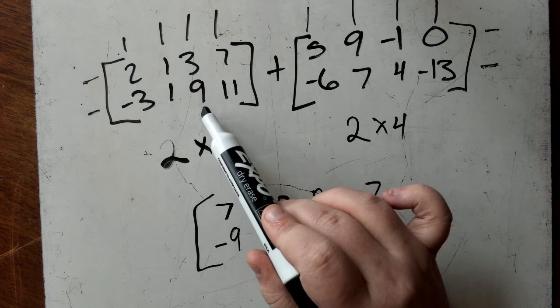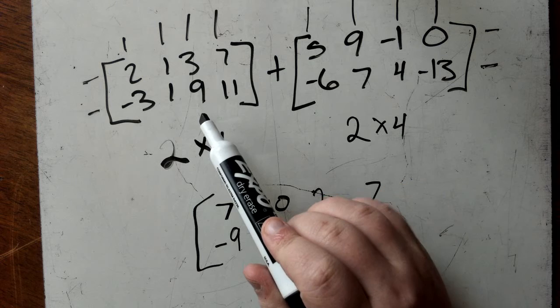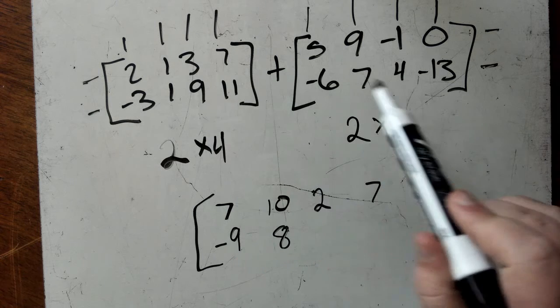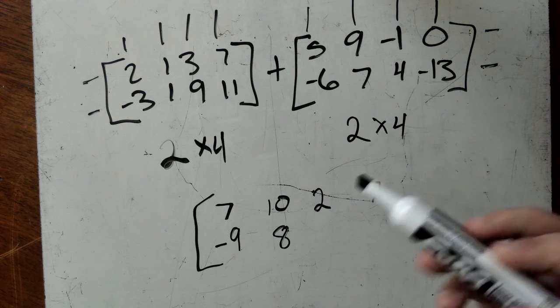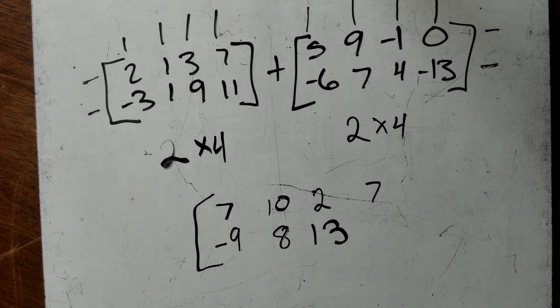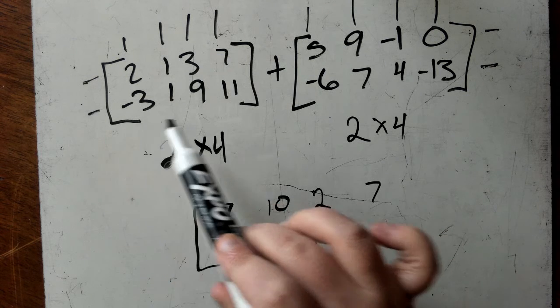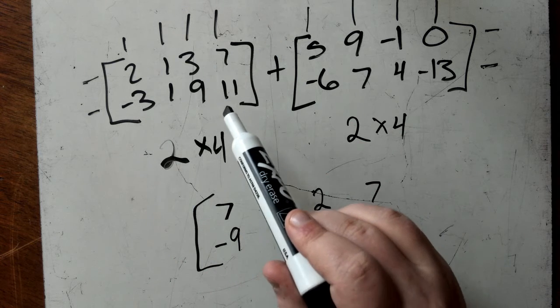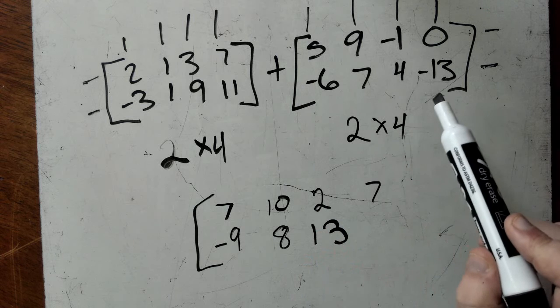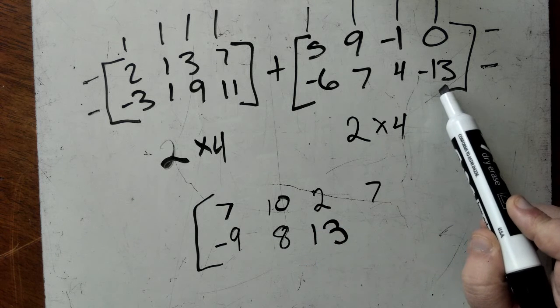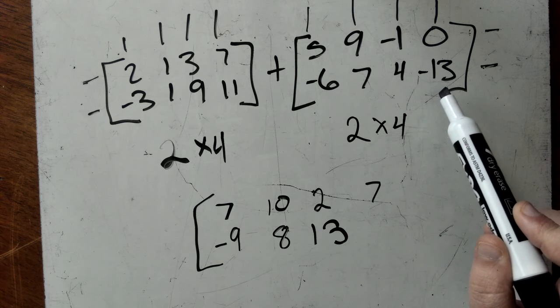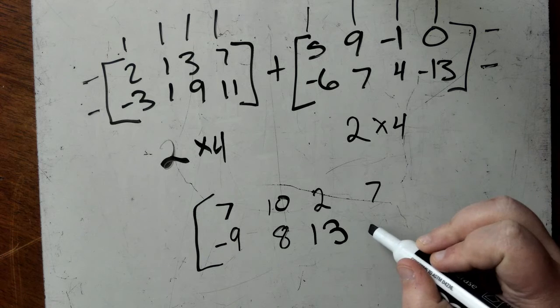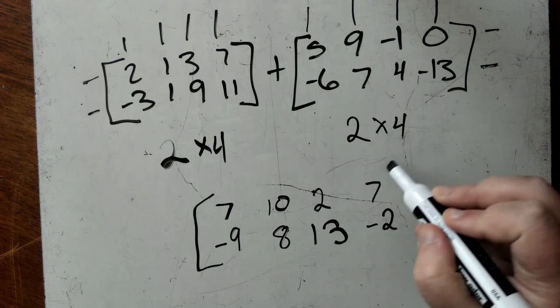Next, we move over to this 9, and we add the number that's in the same position. So 9 plus 4, and 9 plus 4 gives us 13. So we write that in the same position. And then the last number in the second column over here in the fourth row is 11. So we're going to do 11 plus, over here we have negative 13. And 11 plus negative 13 is going to give us negative 2.